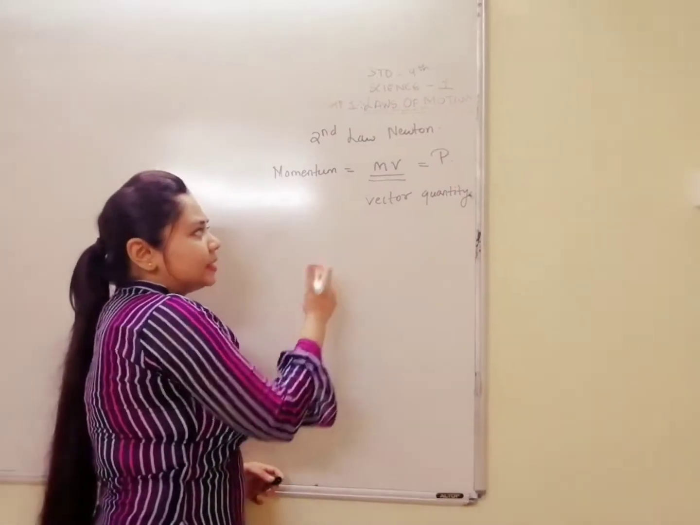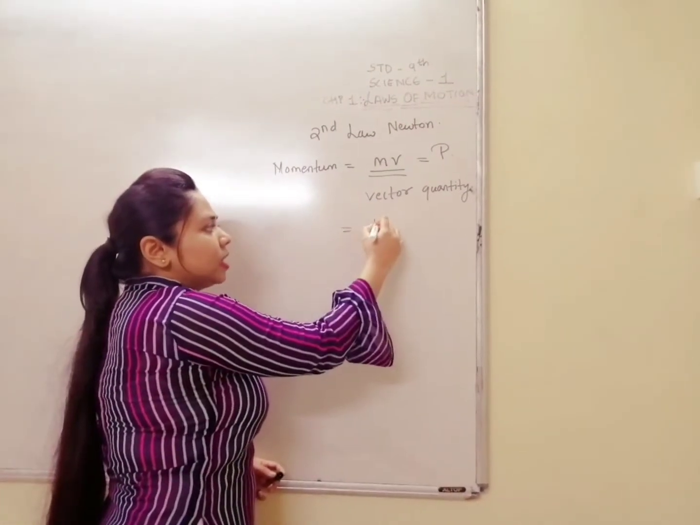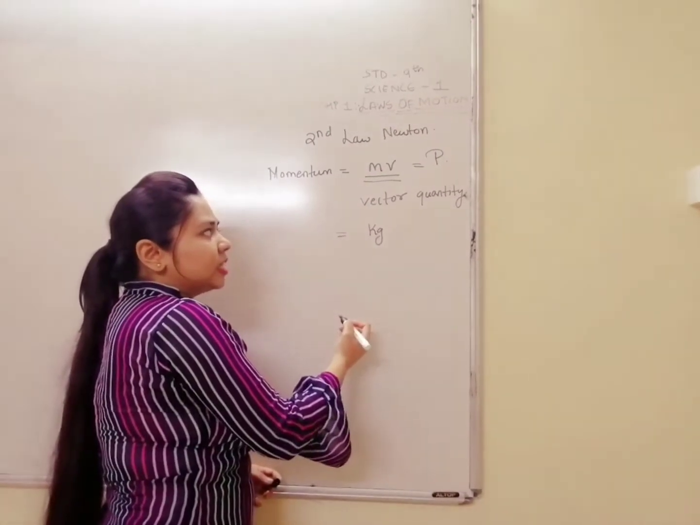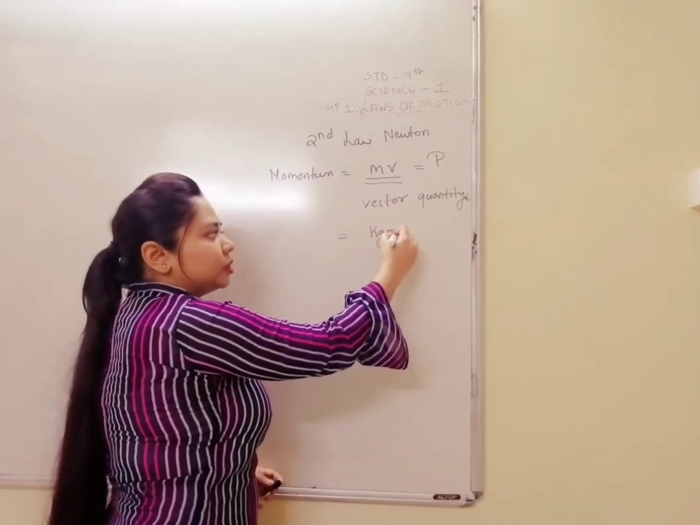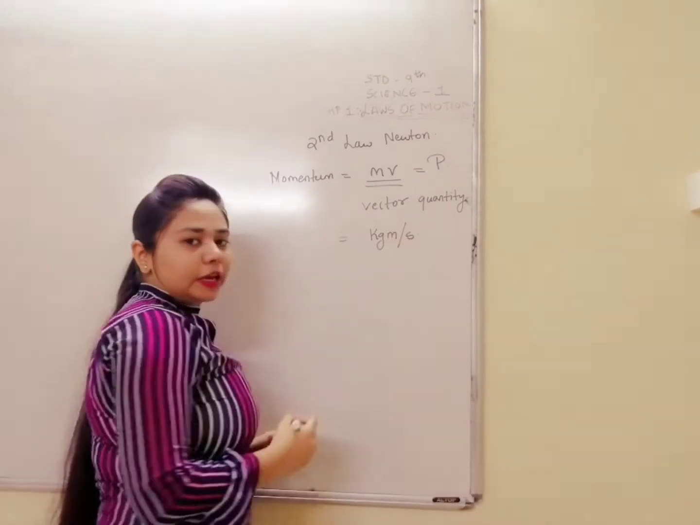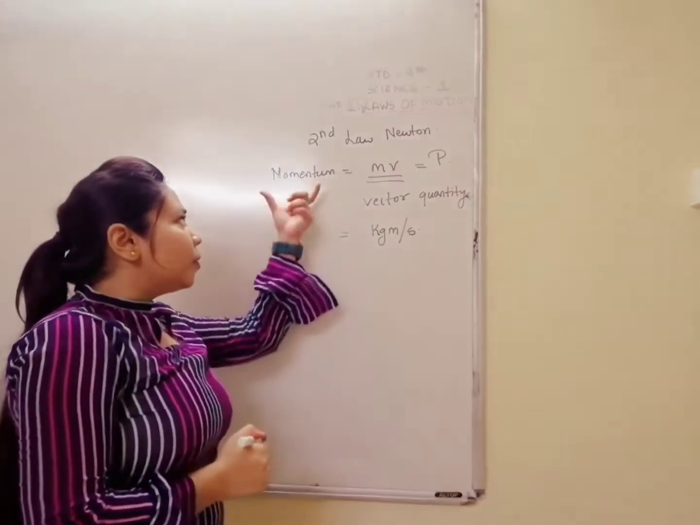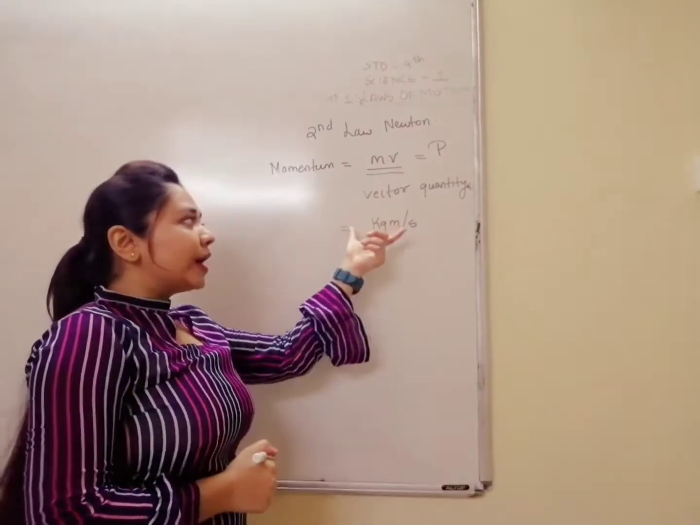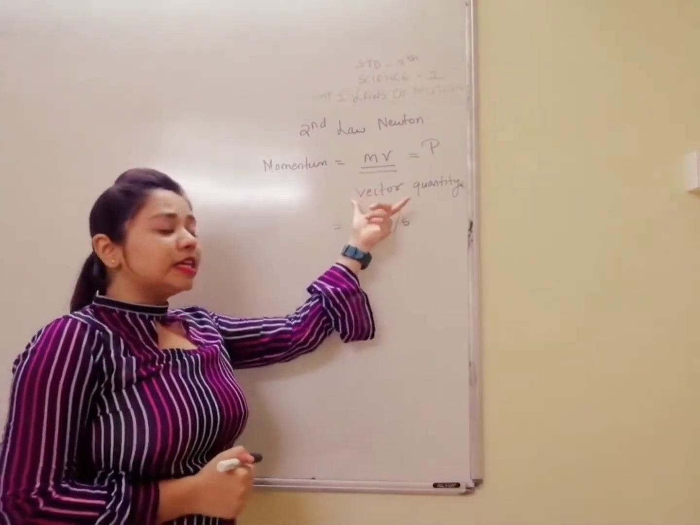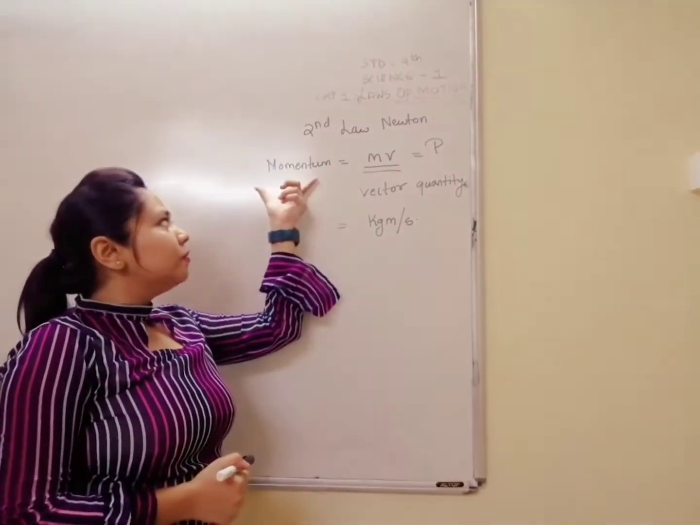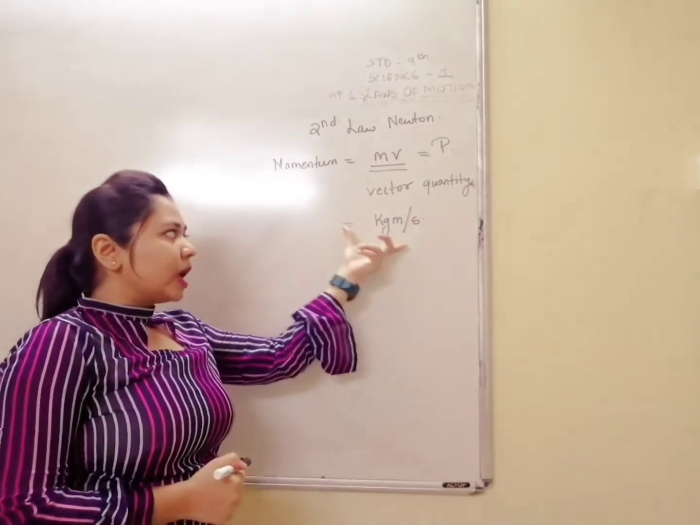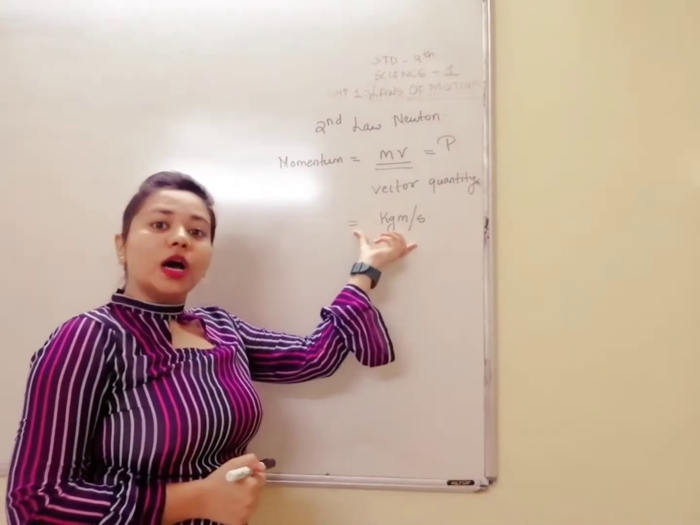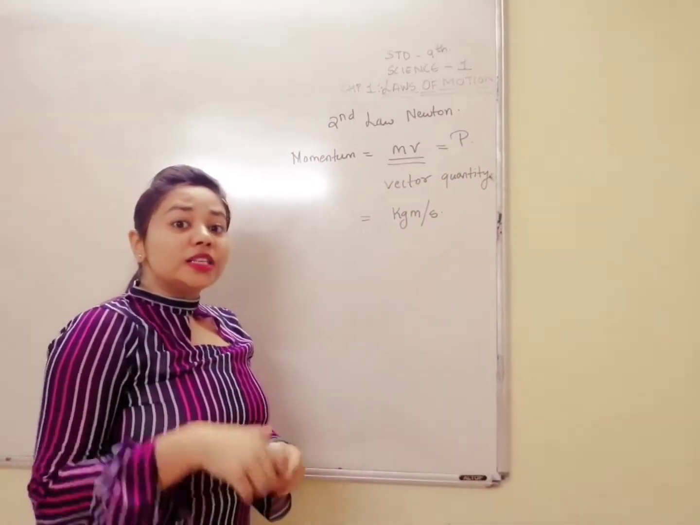What will be its SI unit? The SI unit of mass is kg, and velocity is meter per second, so it is kg meter per second. So what is momentum? It is the product of mass into velocity. Since velocity is a vector quantity, momentum will also be a vector quantity, and the unit will be kg meter per second.